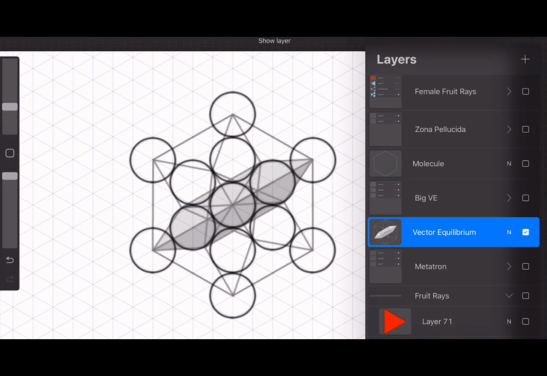This is a Buckminster Fuller idea that I've pulled into all of this in my research of the fruit of life pattern. And with the vector equilibrium, it's still the same idea, the 6 around 1, or the 12 outer spheres around the center sphere. So this is basically a growth pattern. And so that's why I use the vector equilibrium in some of my art and some of my manifestations or my intention setting.